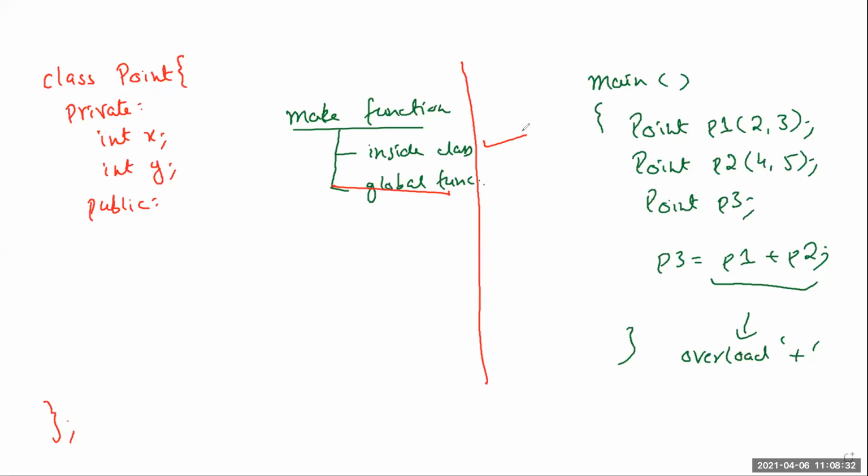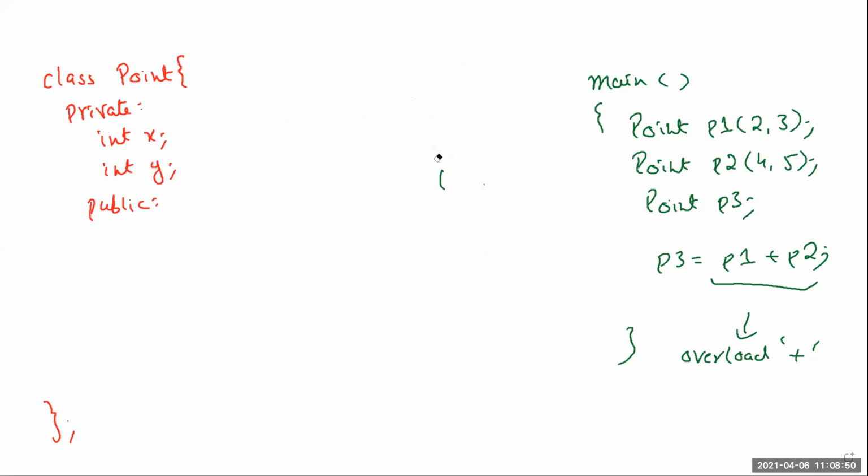So what we are trying to do, we are trying to overload the plus operator. I told you, if you have to overload an operator, you make a function. Where are we making that function? We are making that function inside the class, because in the first example, we are doing operator overloading using a member function. Now, the most important thing is what would be the name of that function?